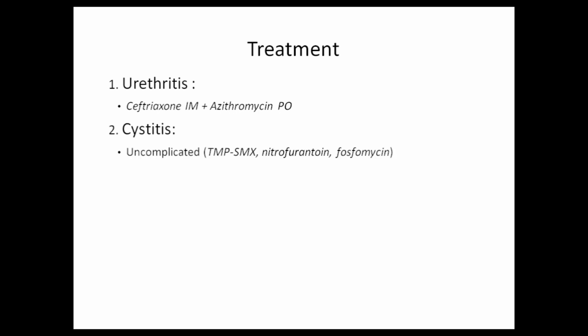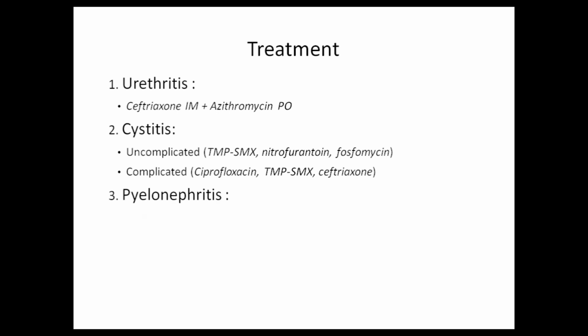So the last one is treatment. We will discuss the treatment of UTI according to the type of UTI. The first one is for urethritis. We can use ceftriaxone intramuscular plus azithromycin per oral. For cystitis, the treatment will depend on whether it is complicated or uncomplicated. In uncomplicated cystitis, we can use TMP-SMX, trimethoprim and sulfamethoxazole, nitrofurantoin, and fosfomycin. For complicated cystitis, we will use ciprofloxacin, TMP-SMX, and ceftriaxone.